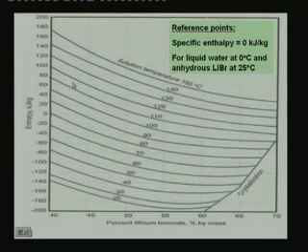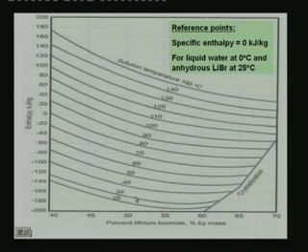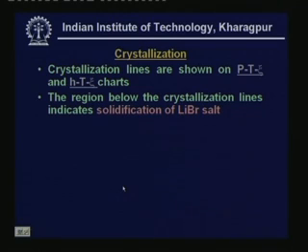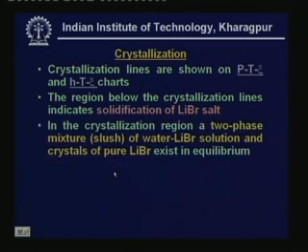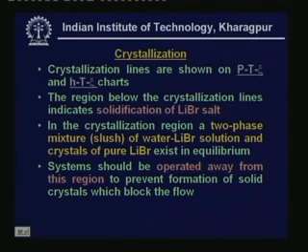The same thing is shown in the HTX chart also. Again in the HTX chart, this is your crystallization zone, and you should operate your system away from this crystallization region. As I mentioned, the region below the crystallization lines indicates solidification of lithium bromide salt. In fact, it is called a slushy region because in this region you have a two-phase mixture which is a slush of water lithium bromide solution and crystals of pure lithium bromide, and they exist in equilibrium. The system should be operated away from this region to prevent formation of solid crystals which block the flow.